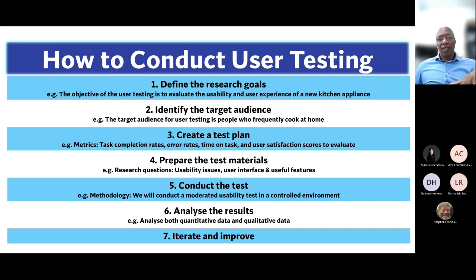Then we go on to prepare the test materials, such as the prototype or the design, the test script, or any questionnaires or surveys that you may have. Test materials should be clear, concise, and also easy to understand. For example, research questions would be: what are the main usability issues that users encounter when using that kitchen appliance? How can we improve the user interface and the controls of that appliance? What features do users find most useful?